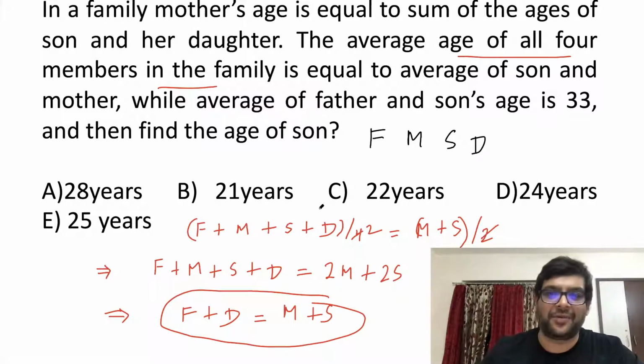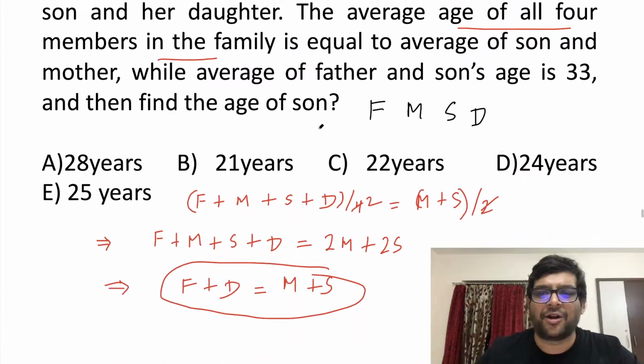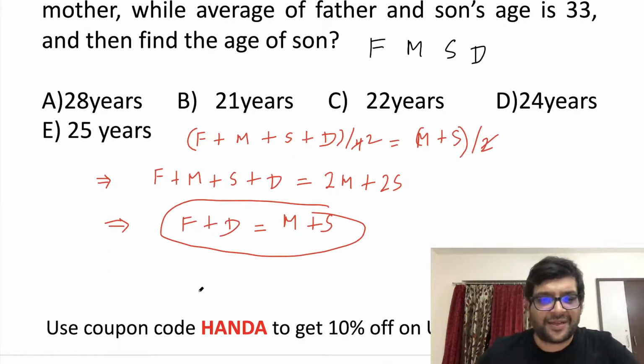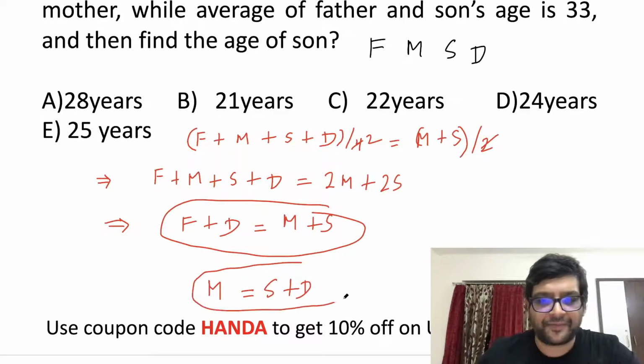That's the first equation. Oh no, I think I missed the first one. This is the second equation. First equation is mother's age is equal to sum of the ages of son and a daughter. So another equation is mother's age M is actually equal to son plus daughter. That is the second equation.